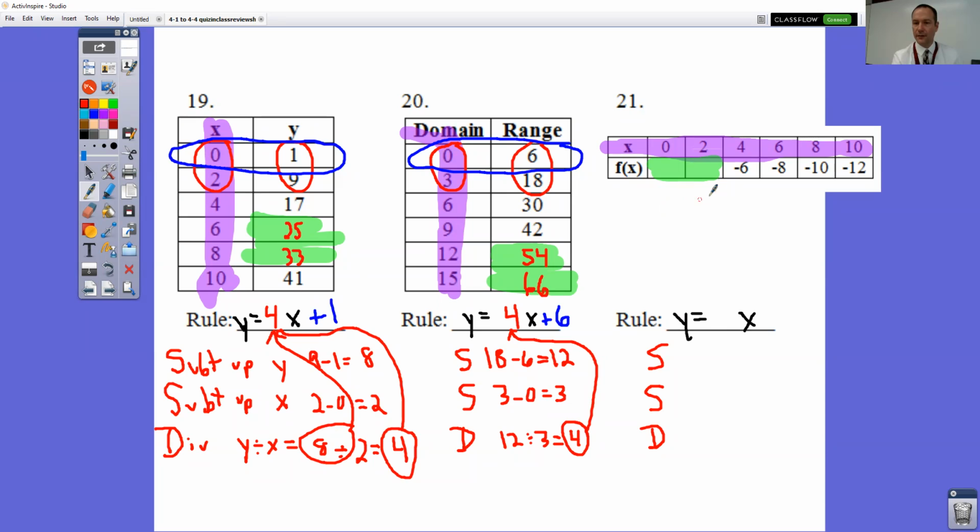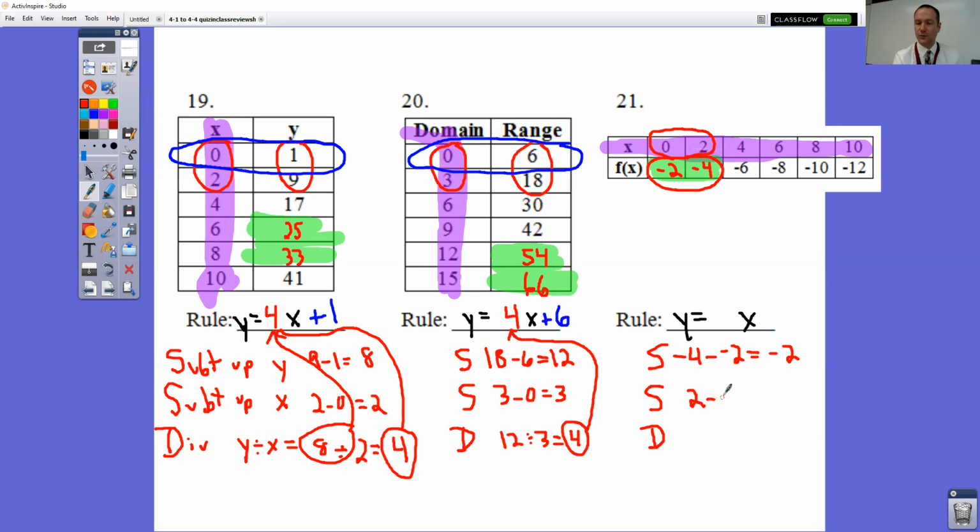In number 21, going to the right, we are subtracting by 2. So going to the left, we would be adding by 2. So negative 4 and negative 2. Unfortunately, in this one, we do have to use some negative numbers. I try to avoid them most of the time. Subtracting going up the y, we would have negative 4 minus negative 2, which is negative 2.